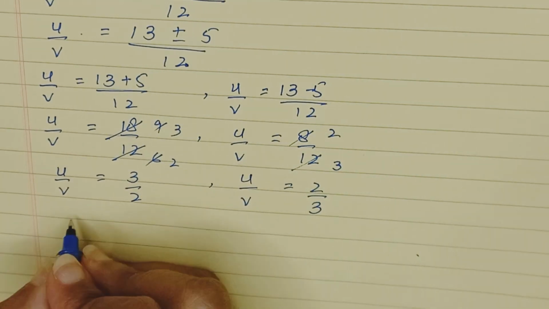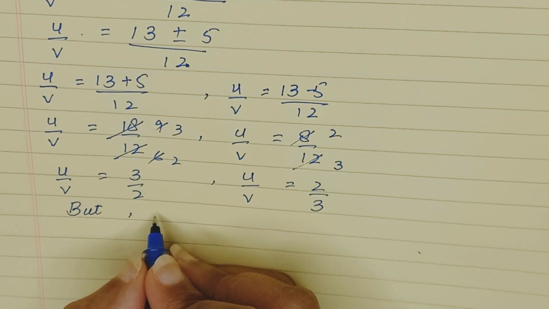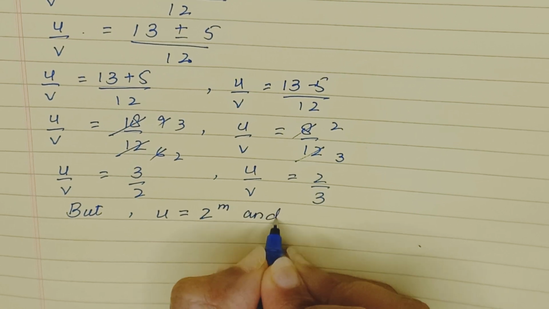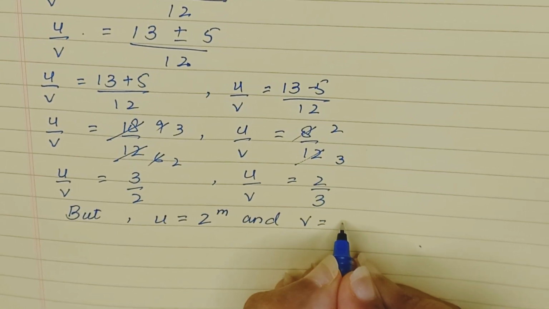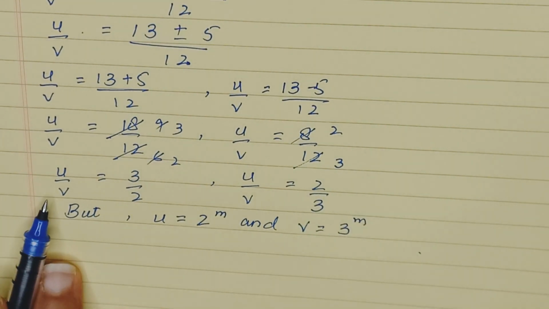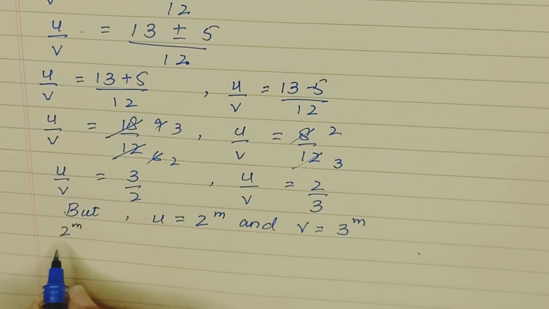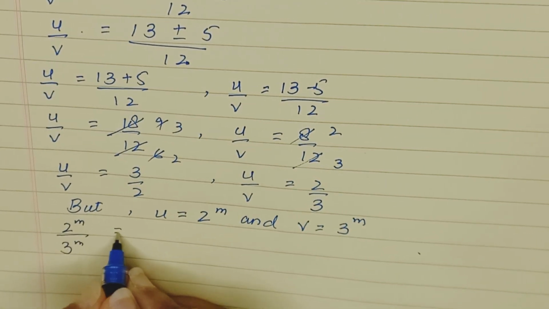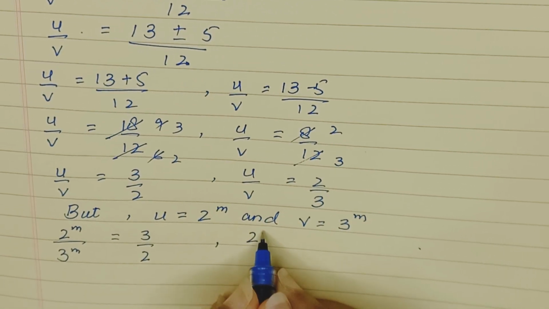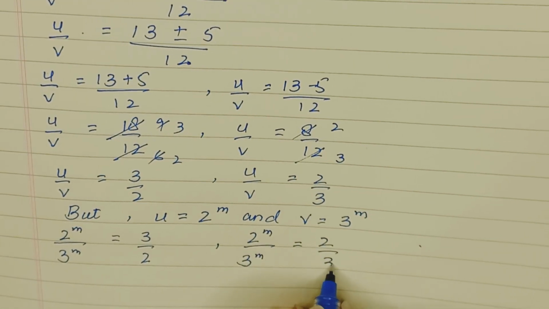But u is equal to 2 raised to the power m and v is equal to 3 raised to the power m. So putting the values here, it will become 2 raised to the power m over 3 raised to the power m, which is equal to 3 divided by 2, and 2 raised to the power m divided by 3 raised to the power m, which is equal to 2 divided by 3.